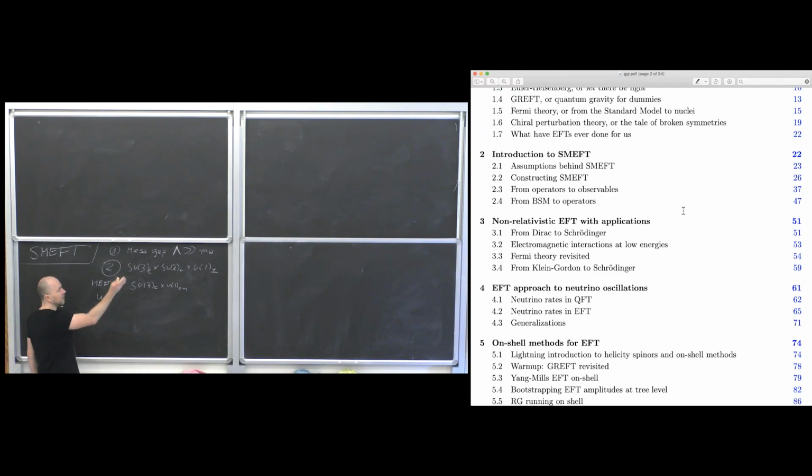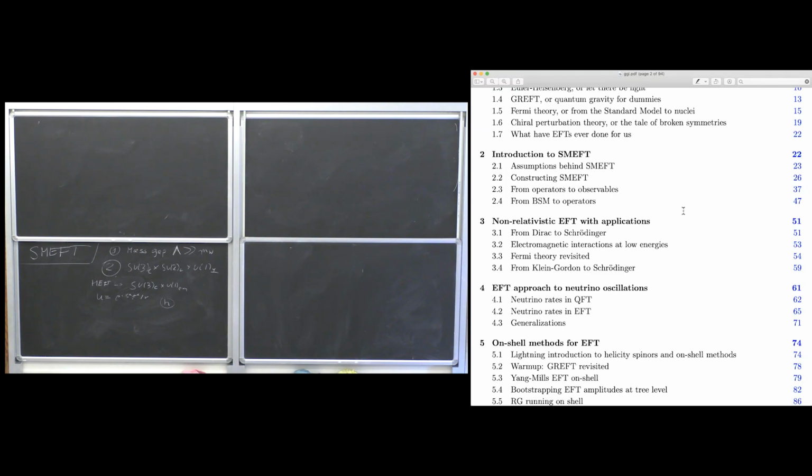In HEFT, just like in chiral perturbation theory, you would introduce a matrix U, which contains the Goldstone bosons that will be eaten by the W boson, and this transforms non-linearly under SU(2)L and U(1), and you would have an H which is a singlet under the gauge transformations, so it doesn't transform at all, and then you build the Lagrangian from that.